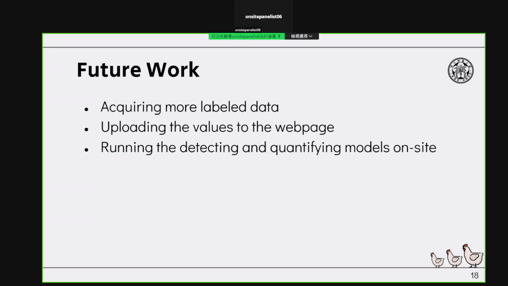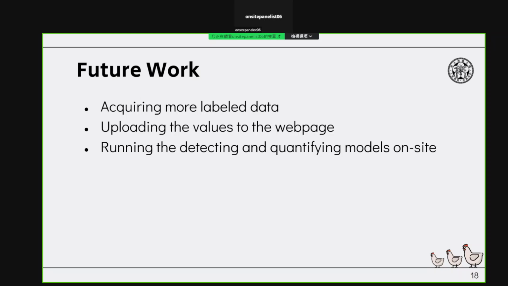In the future, we hope to acquire more labeled data. Right now, we are only using 50 labeled images, and there are still plenty of misidentifications in this model. So we hope that if we increase the labeled images, the precision will be higher. We also want to upload all the values to a website, so the chicken farmer can just go to the website and use it more.